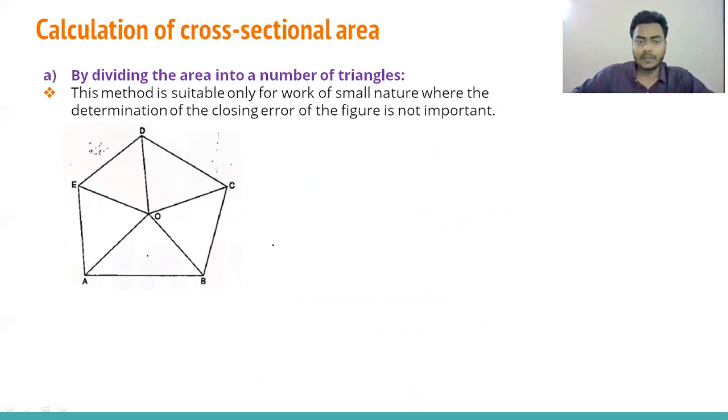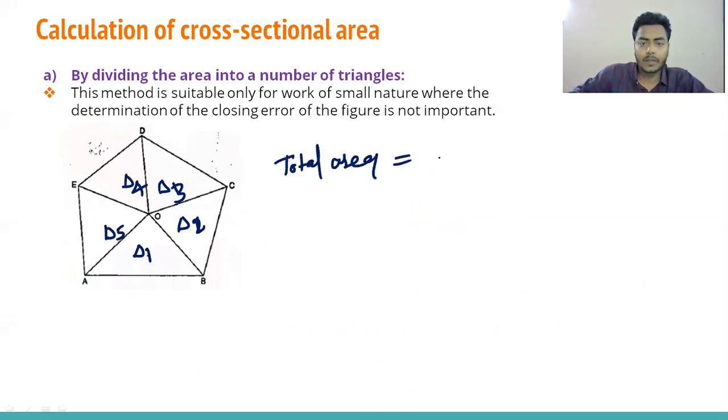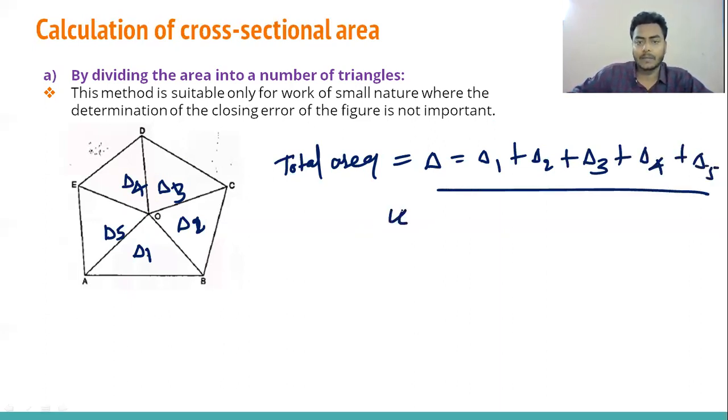So the main point is that we can calculate the area for this triangle, that is delta 1, this is delta 2, then 3, then 4, then 5. Then we can calculate the total area, that is delta equal to delta 1 plus delta 2 plus delta 3, delta 4, and delta 5. So we can get the total area, right?